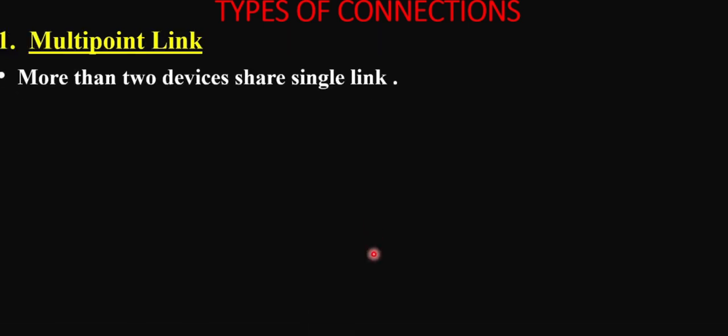Next is multi-point link connection. In a multi-point link, more than two devices share a single link. In a point-to-point link, only two devices are used, and the dedicated link is shared between those two devices only. Whereas in a multi-point link, more than two devices are used and they share a single link. So multi means multiple devices are used for sharing a single link.